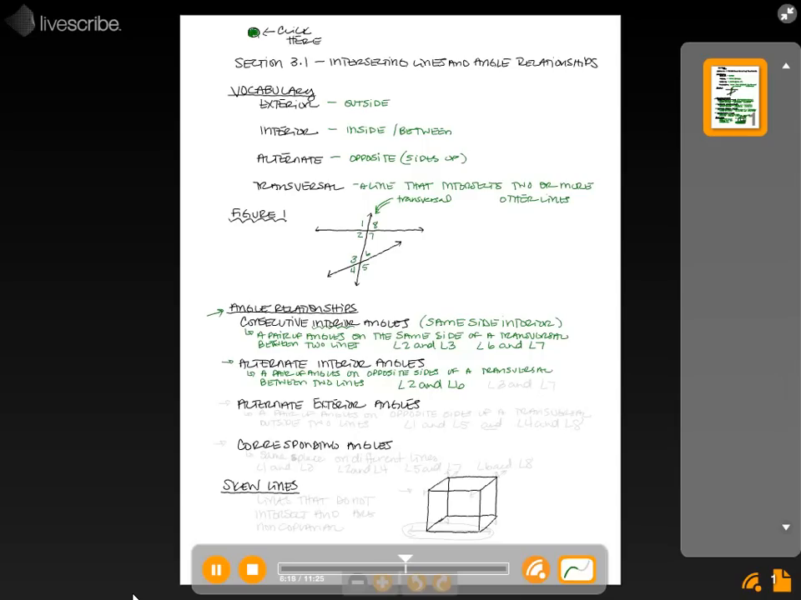Okay, there's another pair. They are angles 3 and 7. Same idea, opposite sides of the transversal. One's on the top line, one's on the bottom, and they're both between the two lines.